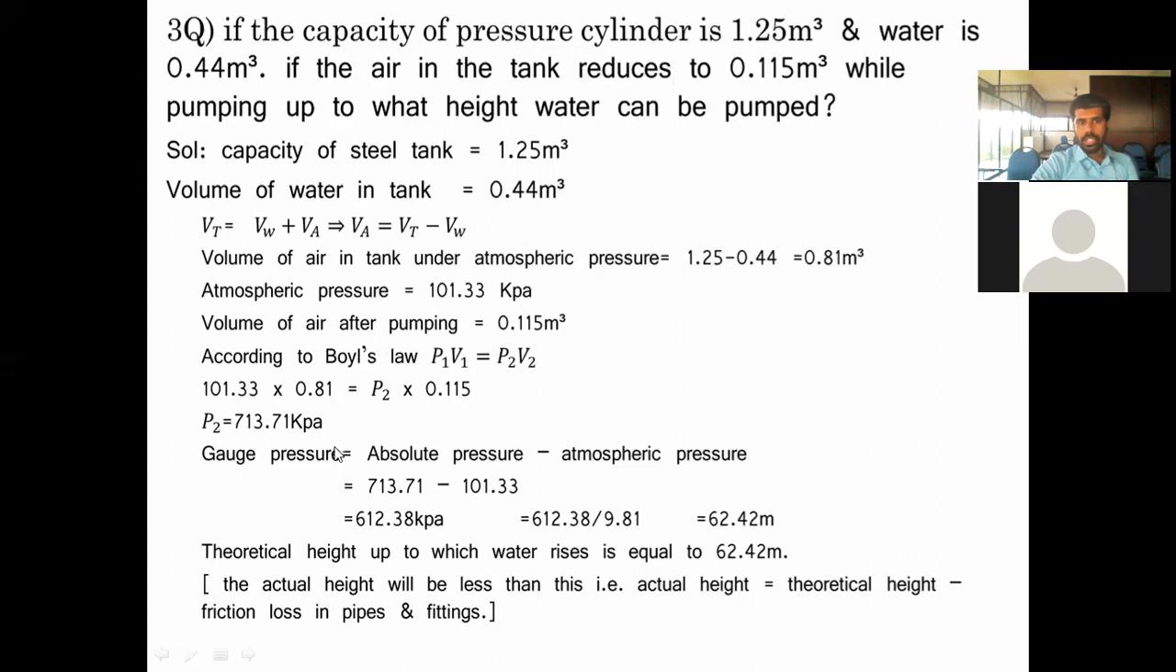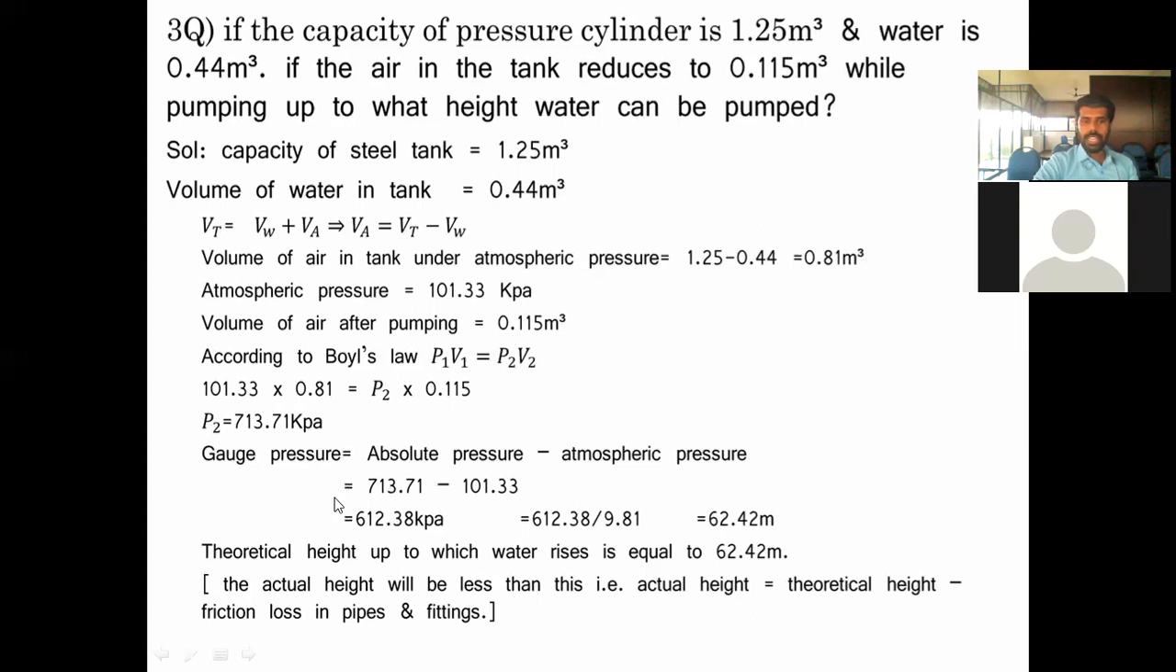Okay, P2. So you know the gauge pressure. The gauge pressure will be absolute pressure minus atmospheric pressure. This is the absolute pressure that we got inside the tank. So absolute pressure minus atmospheric pressure, which is a constant, 101.33, is the gauge pressure. So 713.71 minus 101.33 is equal to 612.38 kilopascal. That is the gauge pressure.